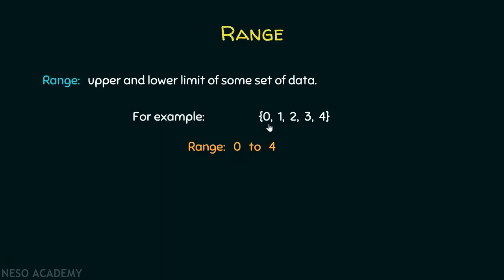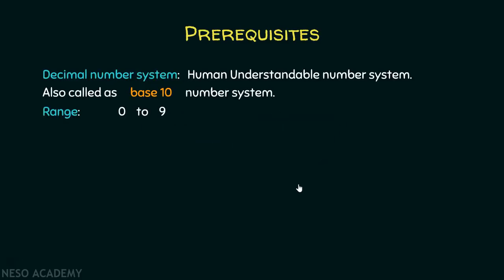As you can see in this set of data, there is no value which is less than 0 and there is no value which is greater than 4. And that is what the definition of range is. Now, before diving deep into the concept of range of integers, it is better to get into some prerequisites. And one of the prerequisites that we have to pass through is knowing the decimal number system.